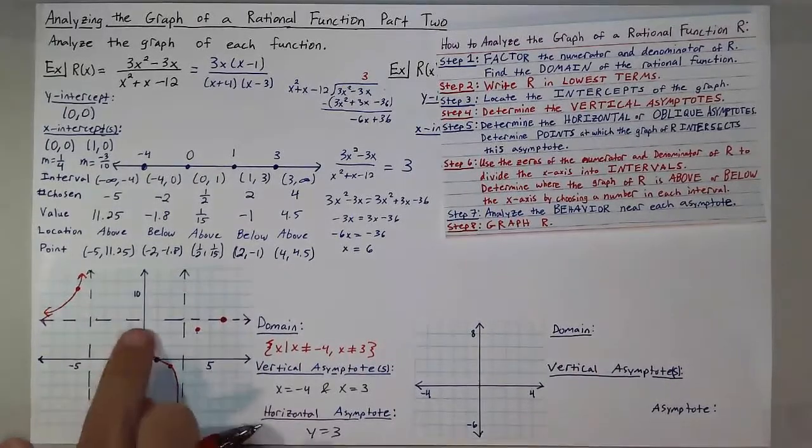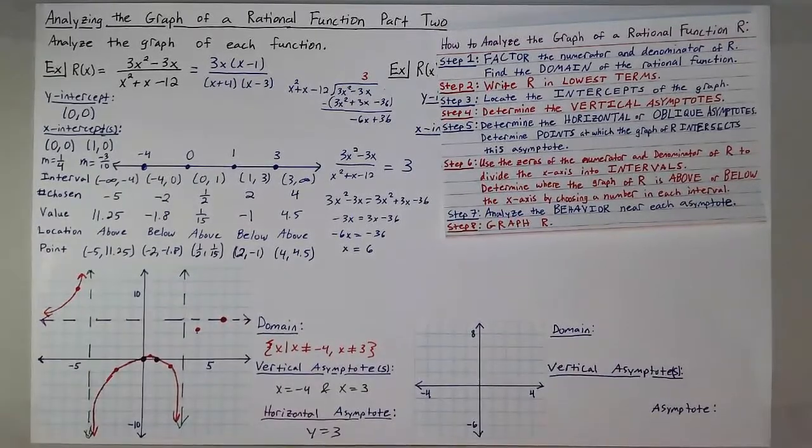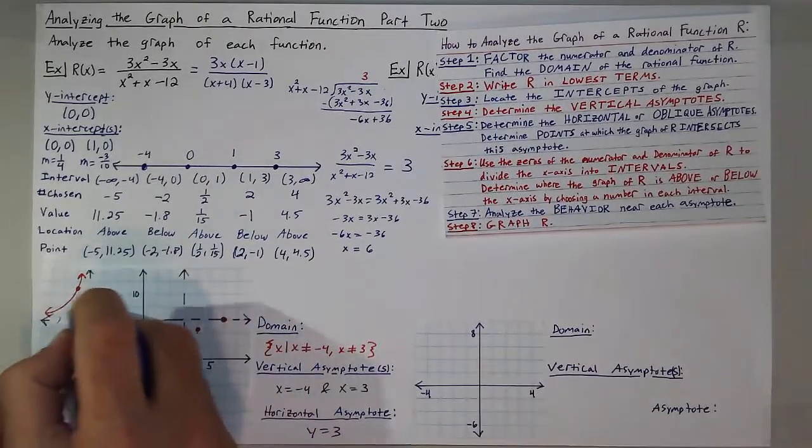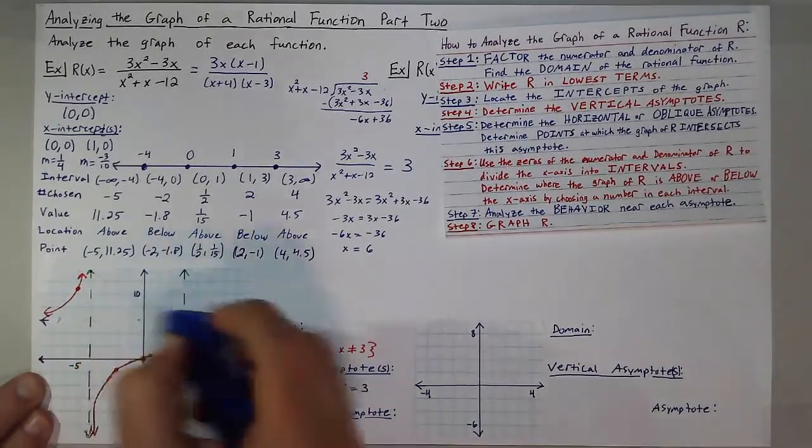Ooh, I drew my horizontal asymptote in the wrong spot. I don't know if you noticed that. That, according to my graph, is on the line y equals 6. So I'm going to erase that and redraw it in the correct spot.